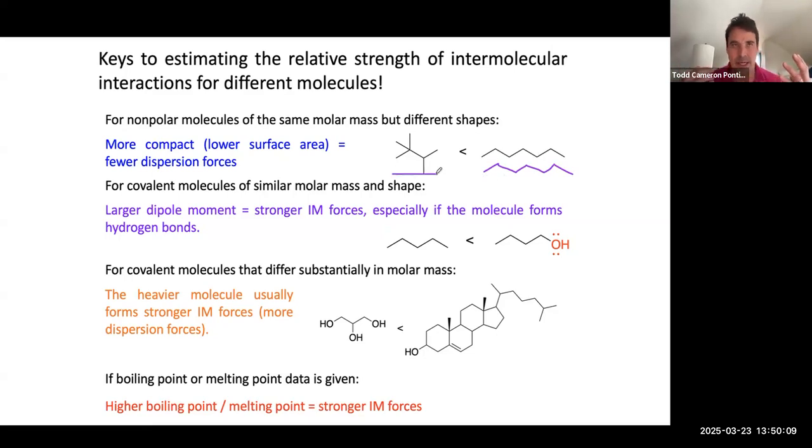I like to think of it as the difference between meatballs and spaghetti. Which ones get more tangled? The meatballs or spaghetti? Spaghetti gets more tangled. The longer molecules can get more tangled. It's a little bit of a simplification, but they have more surface area to interact with.